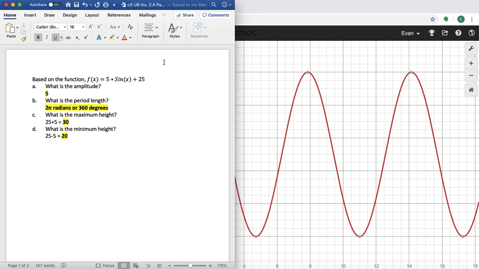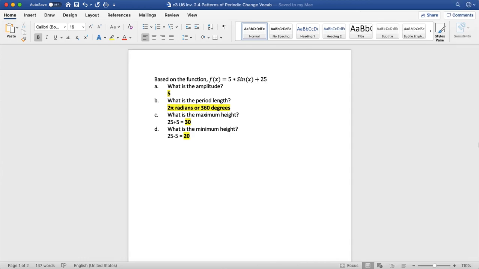So we left you, after the video that we gave you yesterday, with this problem. If our function is f of x equals 5 times the sine of x plus 25, what's the amplitude, what's the period length, what's the maximum height, what's the minimum height? I've graphed it on Desmos to the right, but before we even consider that, we can determine all these items by just looking at the equation.